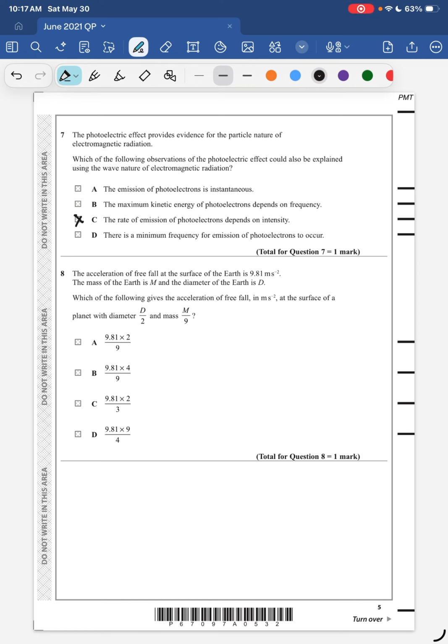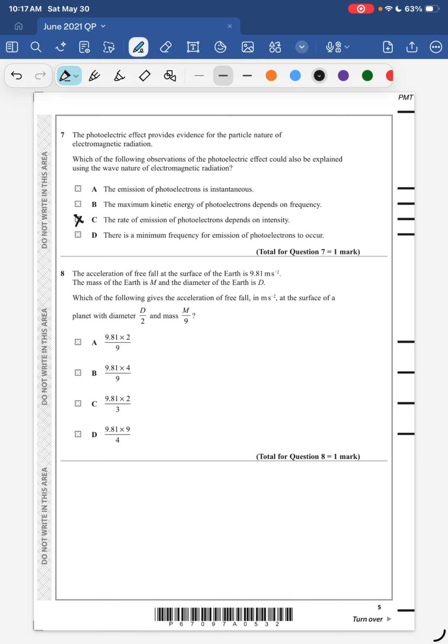Let's move on to question number 8. The acceleration of free fall at the surface of the Earth is 9.81 meters per second squared. The mass of the Earth is m, and the diameter of the Earth is d. Which of the following gives the acceleration of free fall in meters per second squared at the surface of a planet with diameter d over 2 and mass m over 9? If I'm not mistaken, that's Mars, but let me know in the comments.